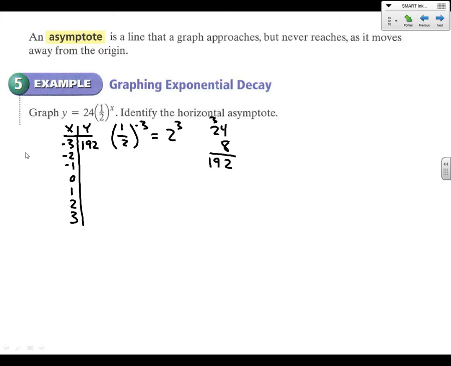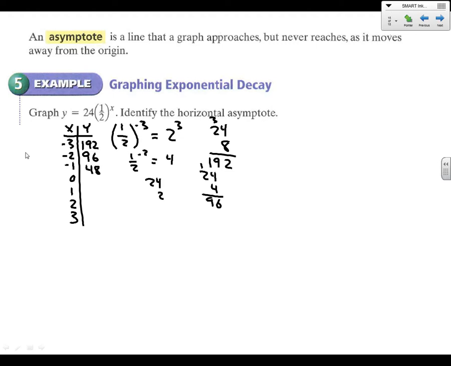All right, so then we've got 24 times (1/2)^-2, which is going to be 4. So 24 times 4, 16. 2 times 4 is 8, so we get 96. And then we've got 24 times 2, which is going to be 48.